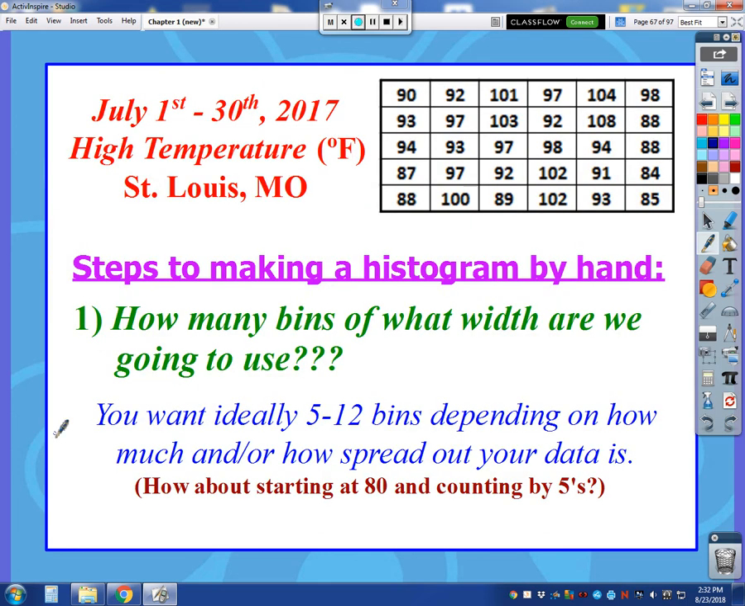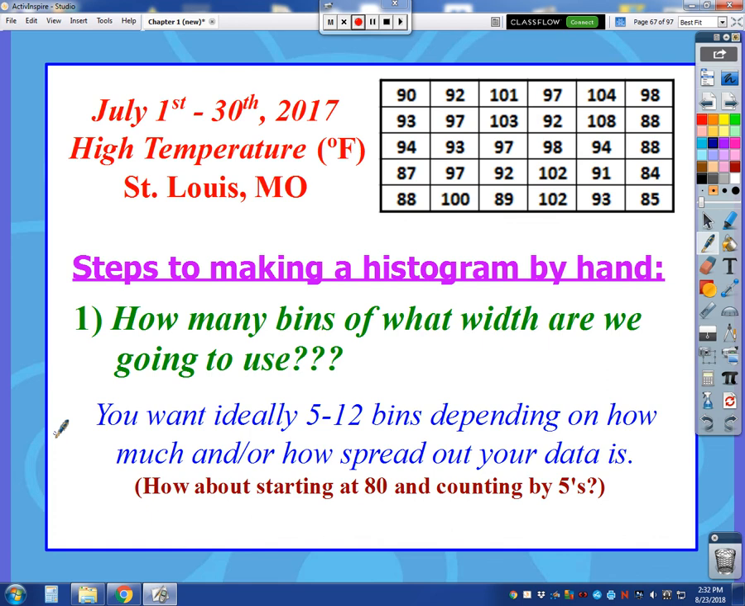All right, so I've got a data set. This is July 1st through 30th, 2017, the high temperature in degrees Fahrenheit in St. Louis, Missouri. And you might be thinking, are these just made up numbers or are these real data? I don't know. Why don't you go look it up if you don't believe me?